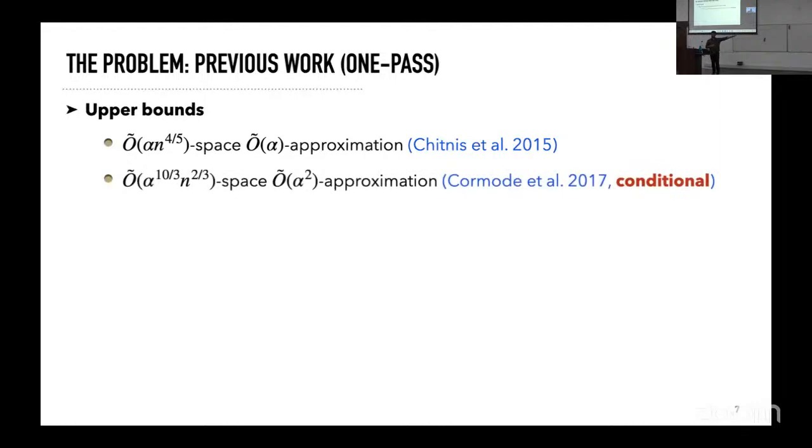This space bound of n to the 4/5 was improved to n to the 2/3, also a constant approximation, by Cormode et al. in 2017. But this is a conditional upper bound. The condition is that it assumes the stream length is linear in n, in alpha n rather.